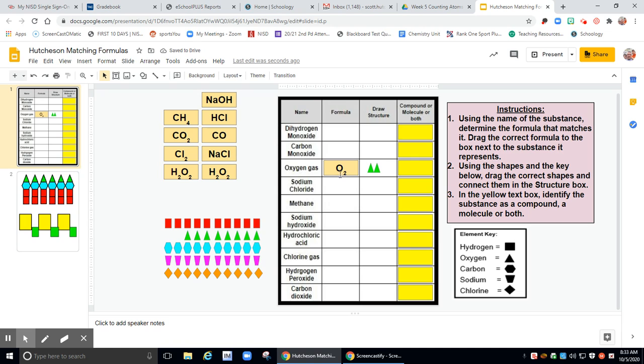So this would be the formula, this would be the structure, and then in this box, you double click and you type in whether or not you believe that's a compound, a molecule, or both. And remember, we've already had an activity where you've had to do this. Remember that all compounds are molecules, but not all molecules are compounds. Okay, so that is how you complete the first page.